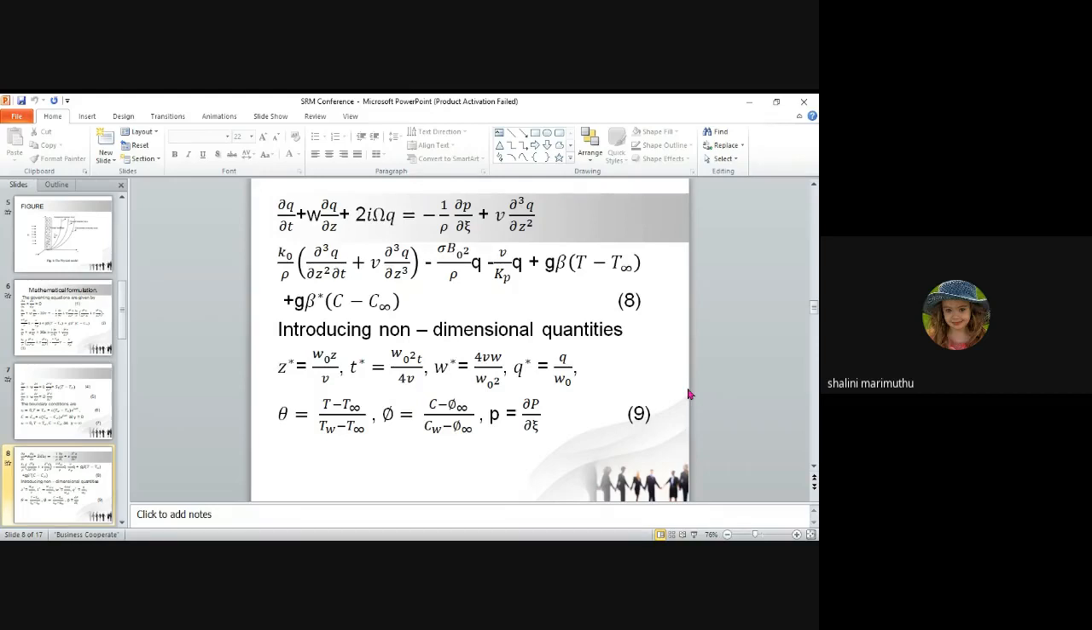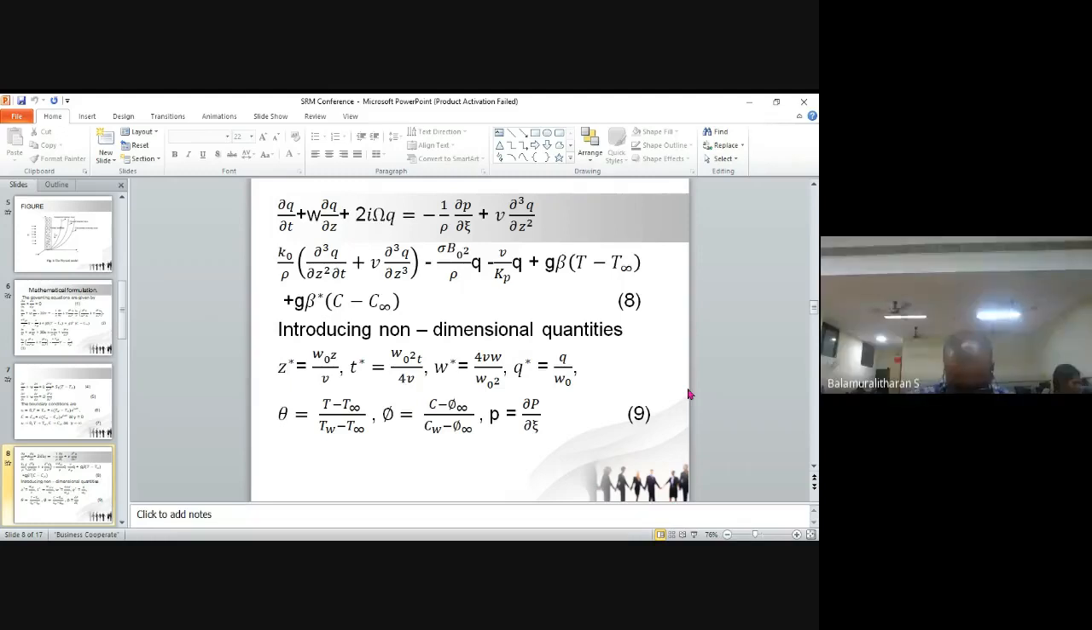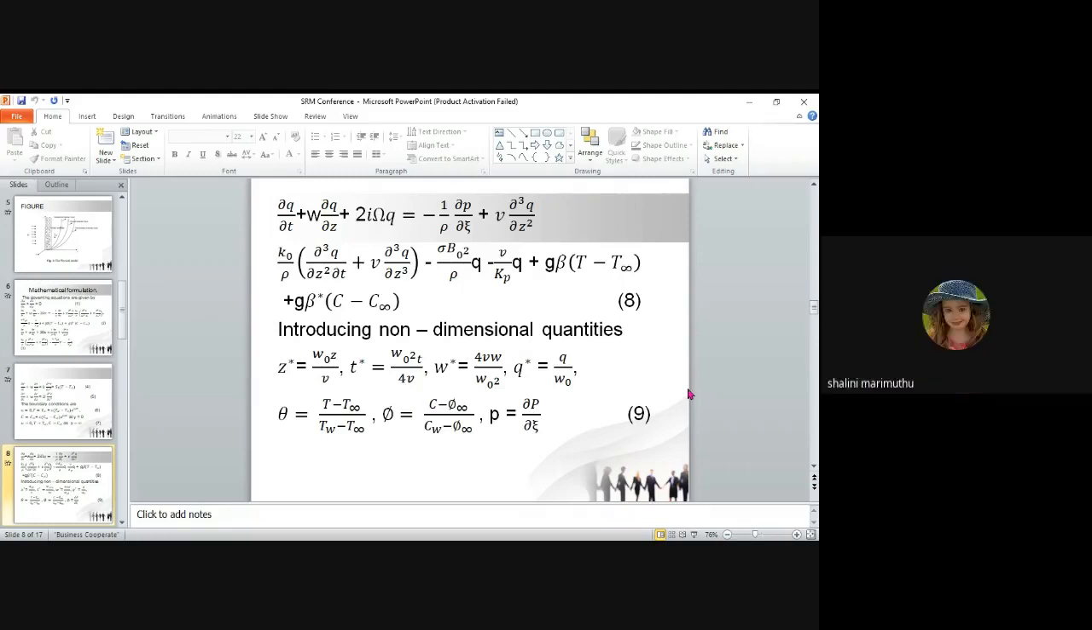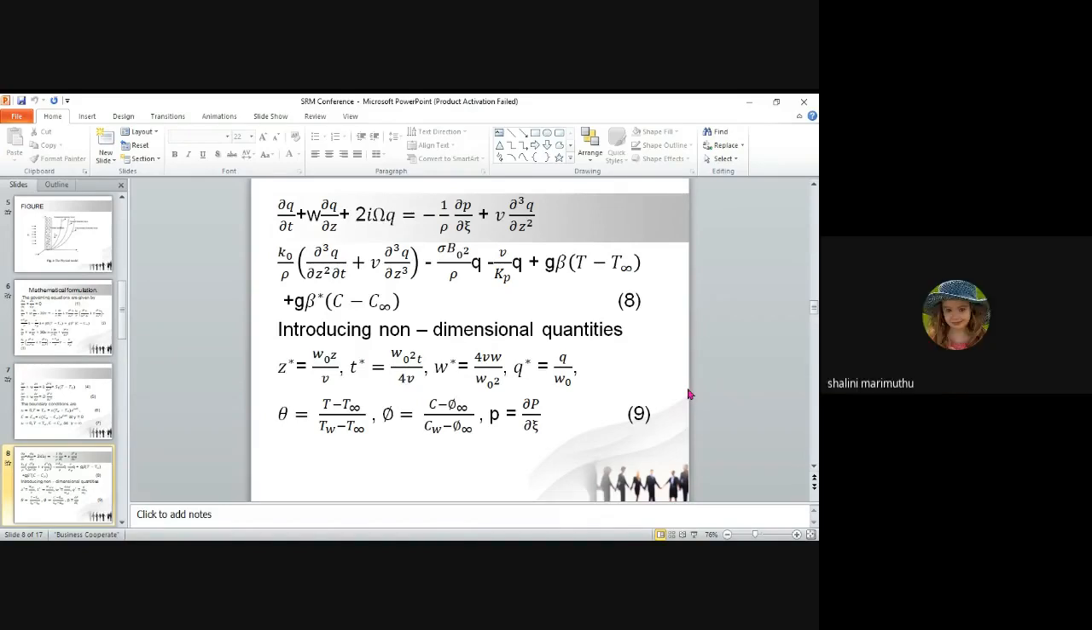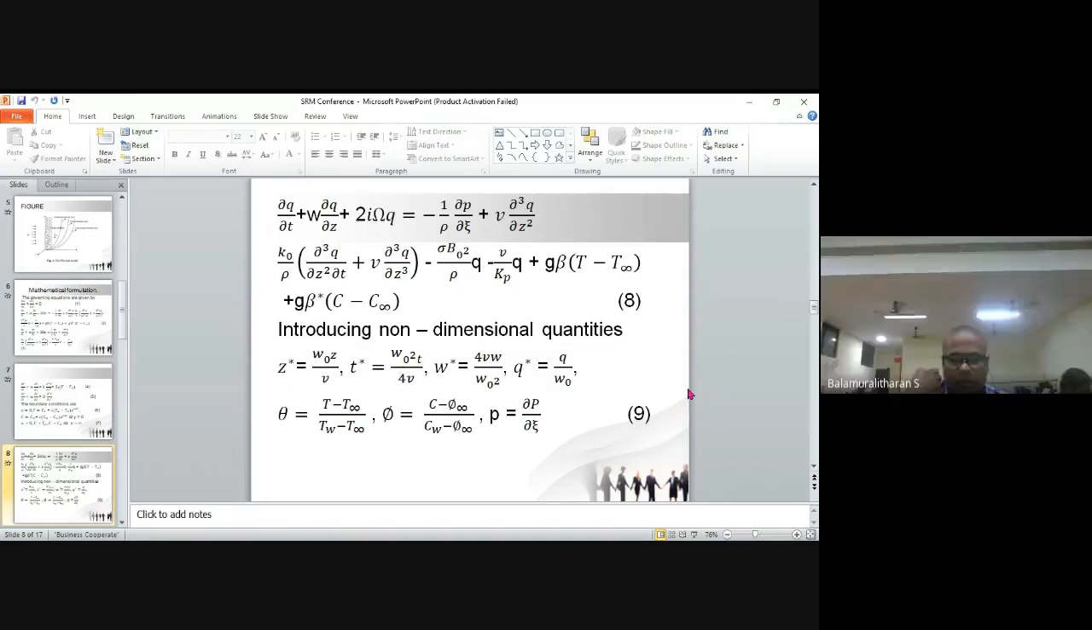By solving the governing equations, we arrive at equation 8, and I'm considering non-dimensional quantities here. Sir, can you hear me? Yes. Why do you use non-dimensional quantities? Sir, to reduce complexity, so I can easily solve my equations in a simple way, sir.